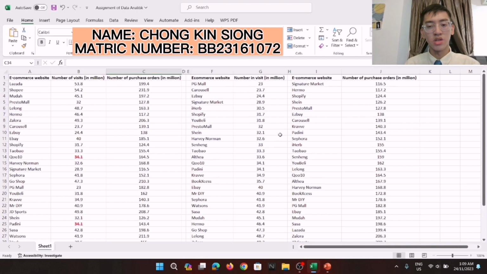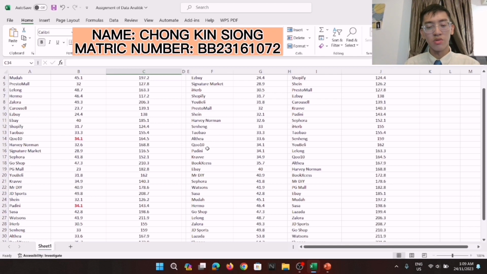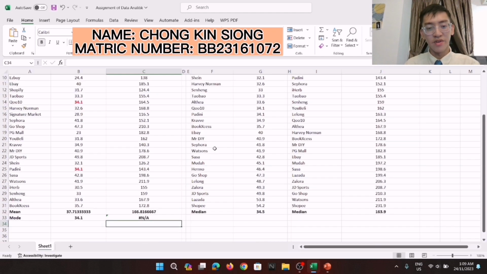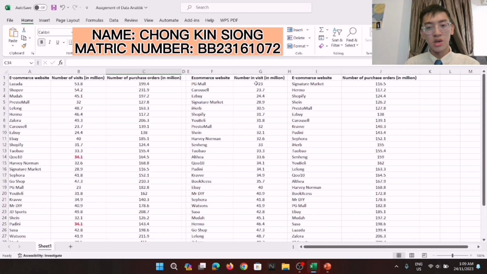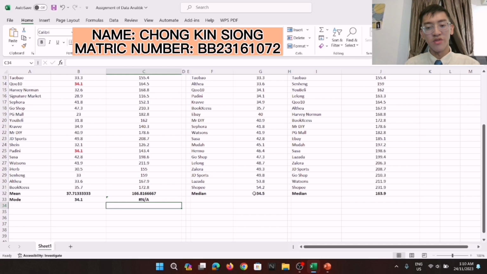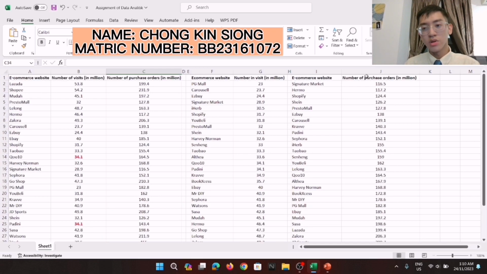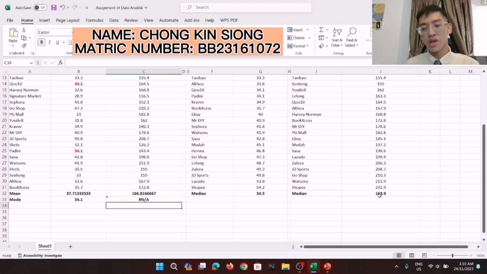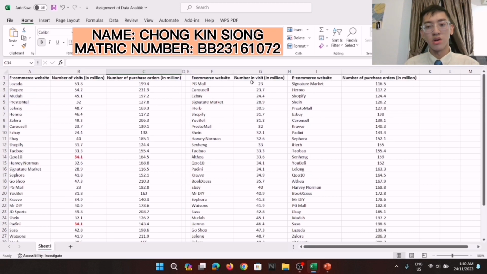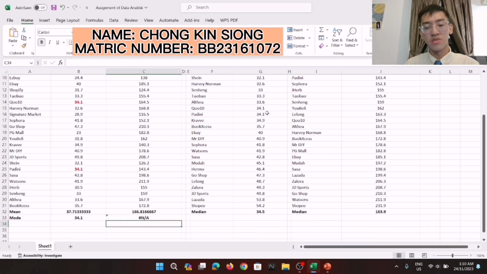So after we calculated the median with the formula of median, which is calculated by adding the 15th value and the 16th value and dividing by 2, we found that the median for the number of visits in million is 34.5, while for the number of purchase orders in million it is 163.9, which is larger than the number of visits in million, which is 34.5.